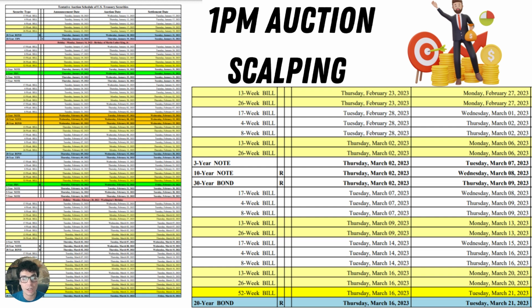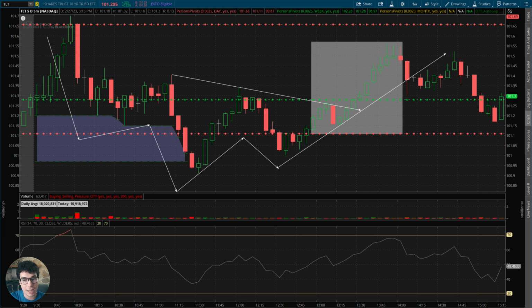I'm going to go ahead and get into it. We're going to take a look at TLT first, all right, and go into the TLT chart for today. What you can see is we had a little bit of an inverse head and shoulders forming. Okay, now this is the 5-minute chart.